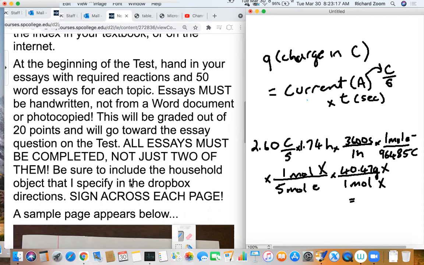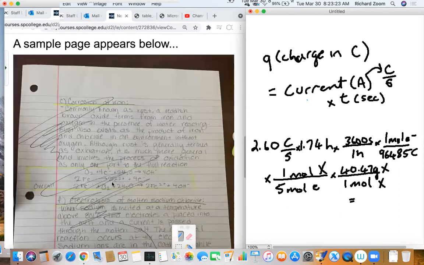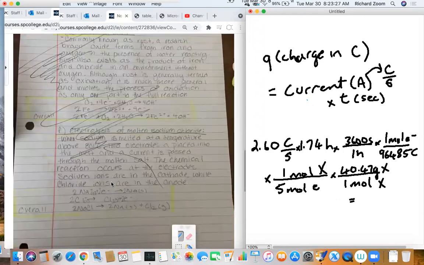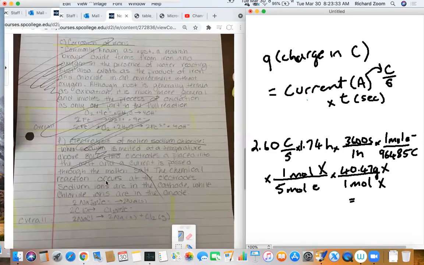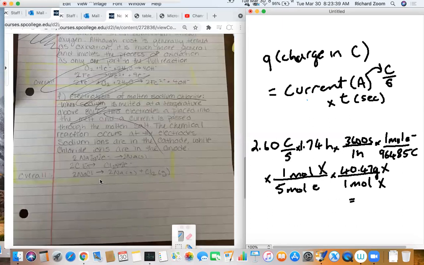Be sure to include a household object I specify in the Dropbox. And that household object is going to be a teaspoon that needs to be included with each picture, a real teaspoon, not just a photoshopped copy of a teaspoon or anything. A real teaspoon needs to be actually on the document when you're taking pictures of it.